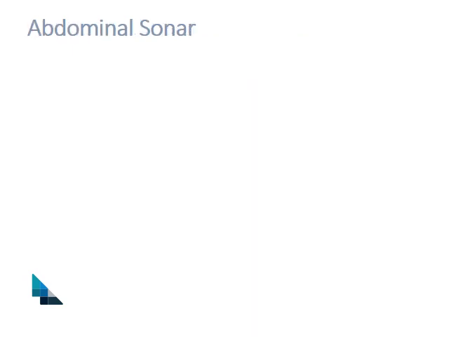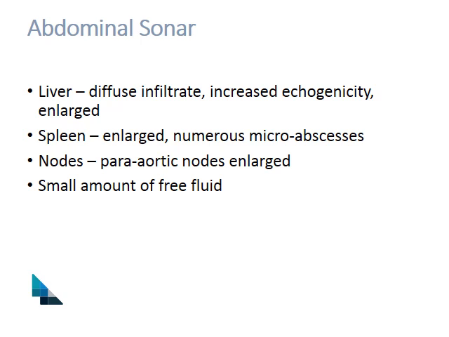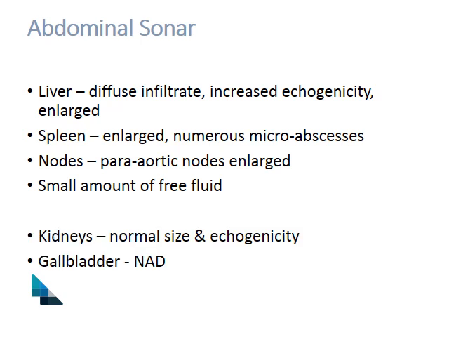So an abdominal ultrasound did happen within a few days and very usefully showed a diffuse infiltrate in the liver and some splenic microabscesses. Kidneys and gallbladder were otherwise normal. And these are both very suspicious of extrapulmonary TB.